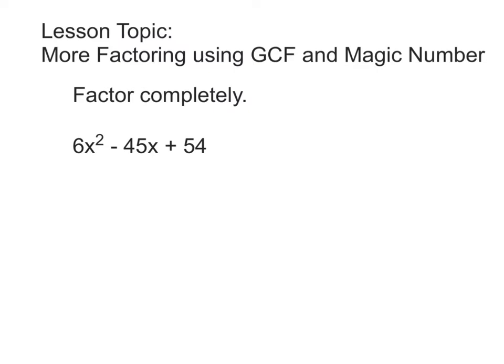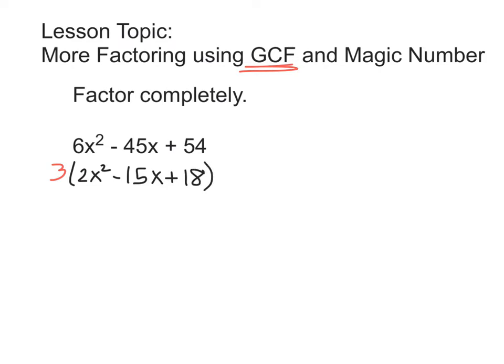The first thing we want to do is check for a GCF. Each of these terms has a coefficient that is divisible by 3. So we're going to factor out a 3 for our GCF. And when we do that, we're left with 2x squared minus 15x plus 18.